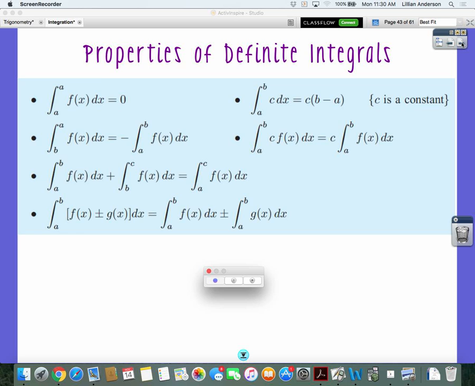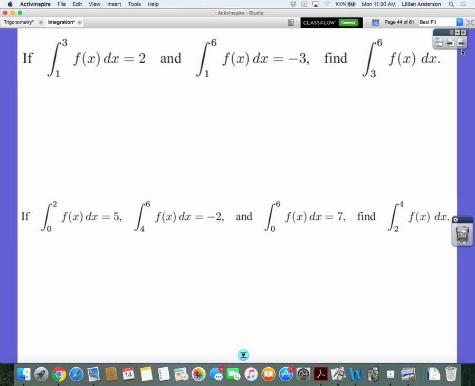Alright, so applying these properties, I want you guys to take a look at these two. These are two separate problems. The first one says from 1 to 3 of the function, the integral is 2, and then from 1 to 6 of the function, the integral is -3. You have to find from 3 to 6.